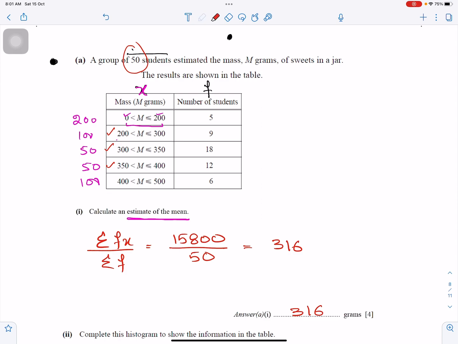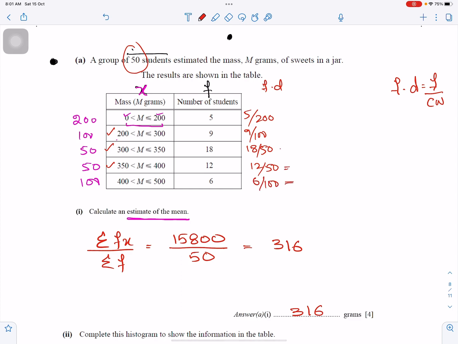Now if you remember, what is frequency density? Frequency density is equal to frequency upon class width. Okay, so let's make a column here. Frequency density. Always make it, it will be easy for you. So frequency divided by class width. So 5 divided by 200 for this case, 9 divided by 100 for this case, 18 divided by 50 for this case, 12 divided by 50 for this, 6 divided by 100 for this.